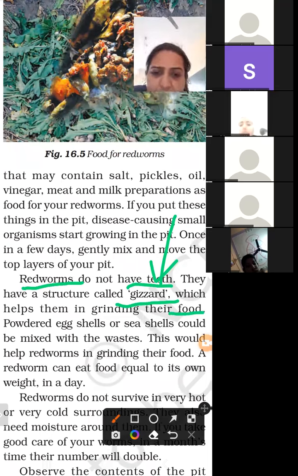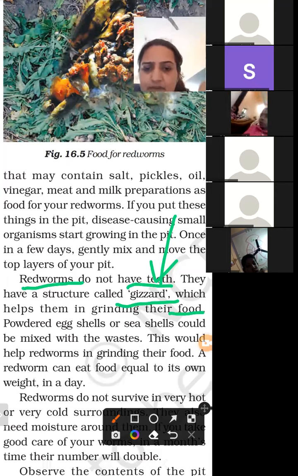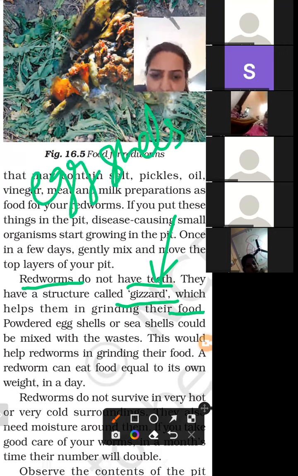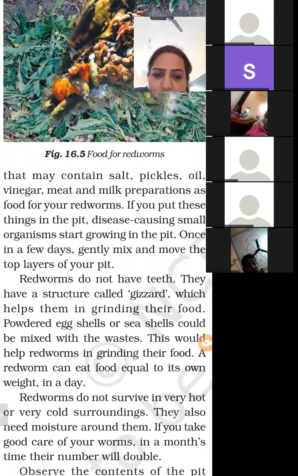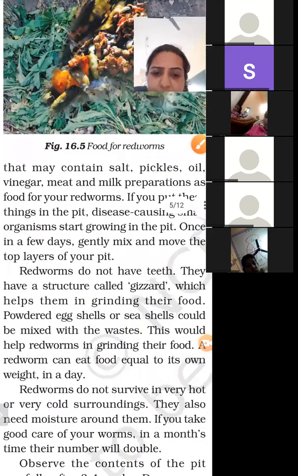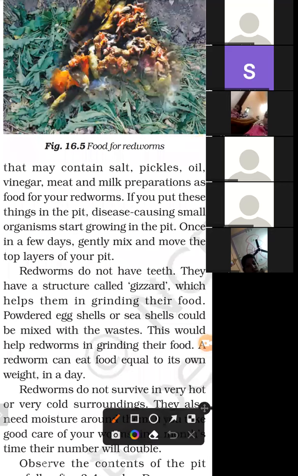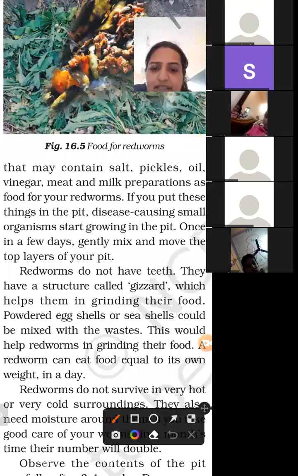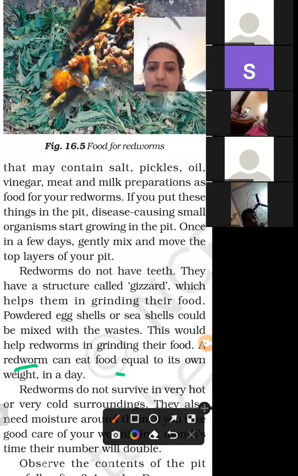Powdered eggshells or seashells could be mixed into the waste. So we can also add eggshells or seashells in the waste. And how is this helpful? These would help red worms in grinding their food. So how much food do they eat? Red worms eat equal to their own weight in a day.